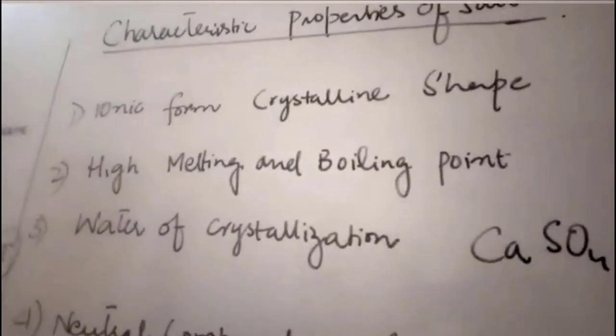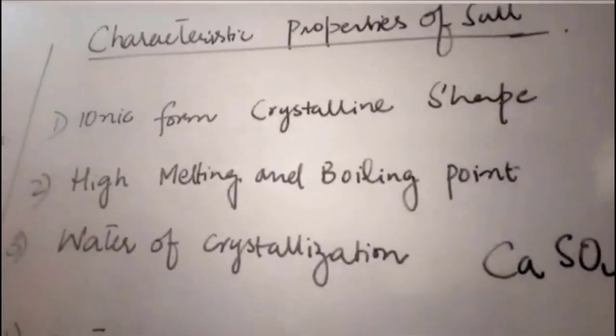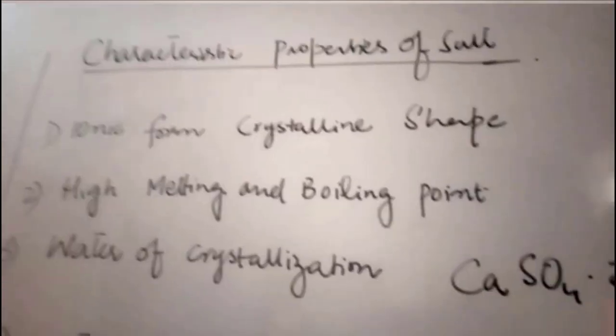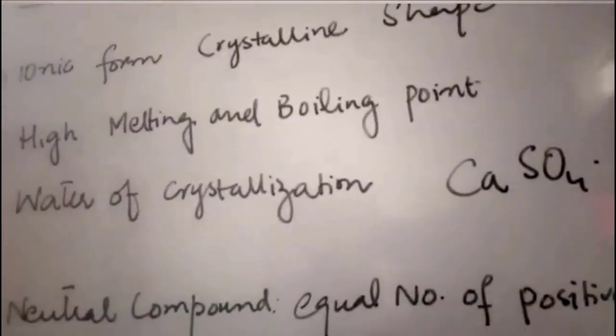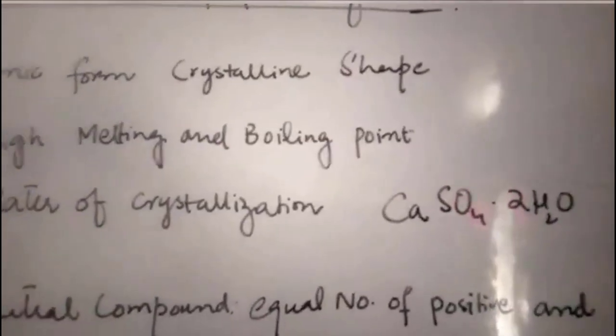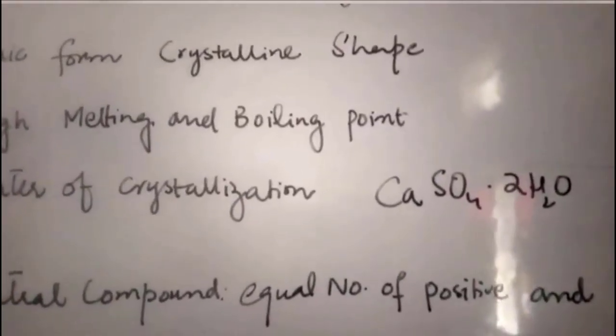The first physical property, as we all know, is that the ionic form is crystalline in shape. All the ionic compounds are found in crystalline shape. So salt is usually found in crystalline shape. You have seen branded salt, the salt we used to take from the grocery shop, in the form of kgs, that is an open salt.